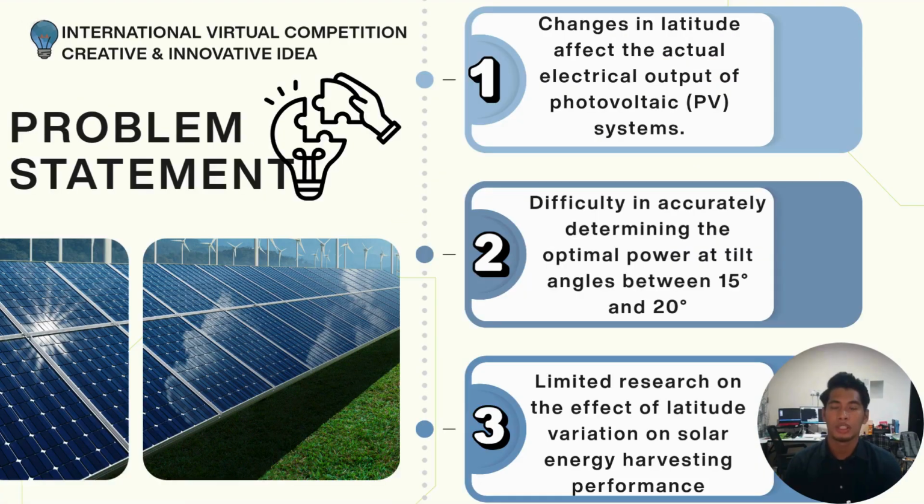First, the changes in latitude affect PV output. Different latitudes receive different amounts of sunlight. This changes the voltage, current, and power produced by the solar panel.